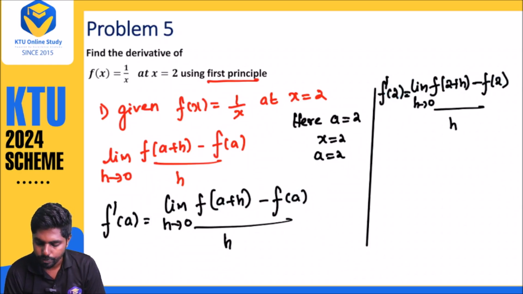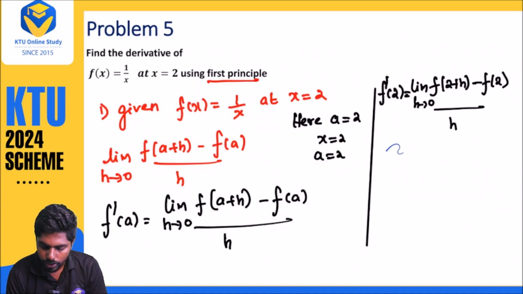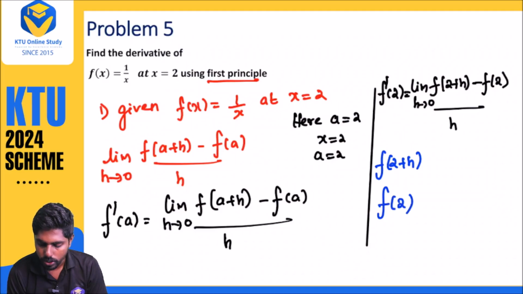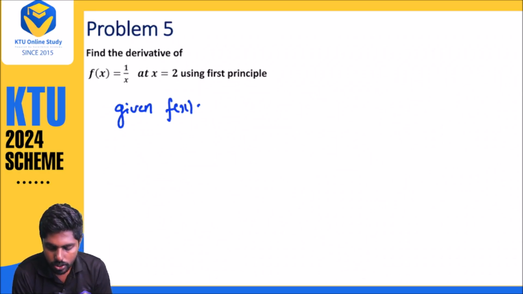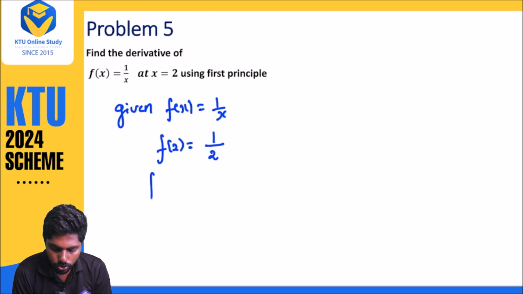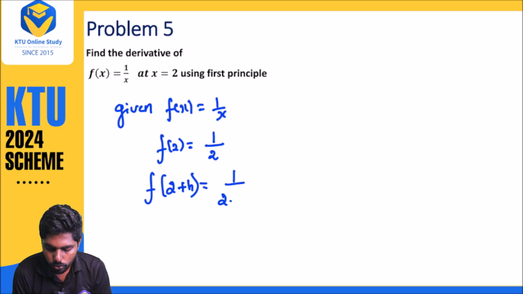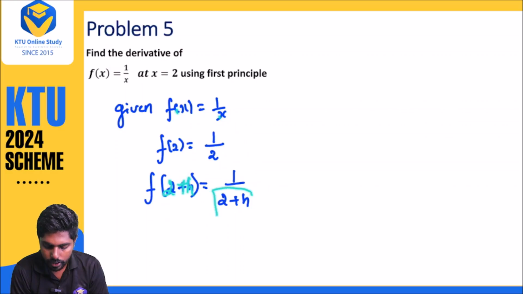So next step is what? We want to identify f of 2 plus h and f of 2. What is given? f of x is equal to 1 by x. That means f of 2 is 1 by 2. So f of 2 plus h is what? That is nothing but 1 by 2 plus h. So we have replaced it. In place of x, I have put 2, and for f of 2 plus h, in place of x I have written 2 plus h.